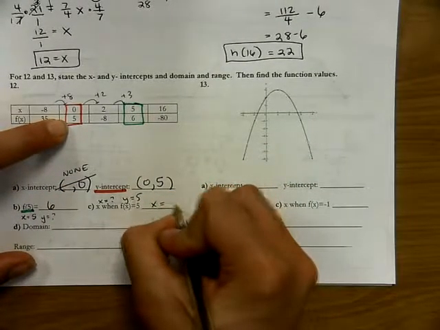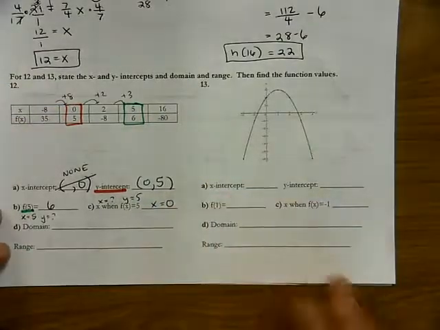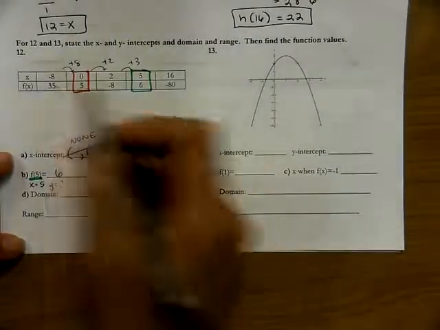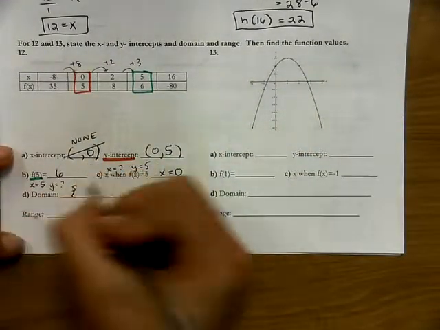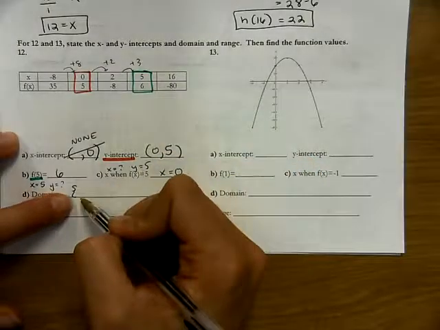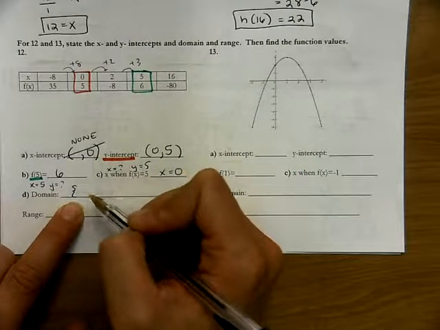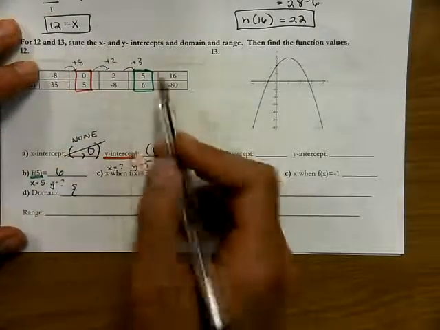So x is equal to 0 when y is 5. The domain, because we're saying this is a discrete function, we're going to use set notation. The domain are all the x values. Make sure we're writing them in order. So domain is input or x values. We want to write them in increasing order.